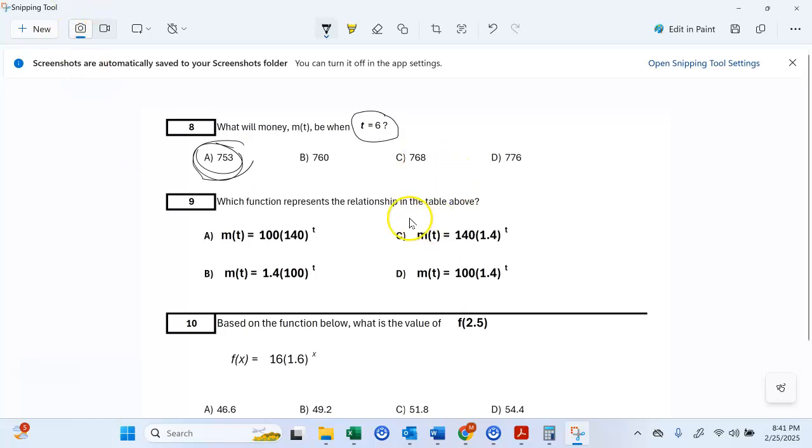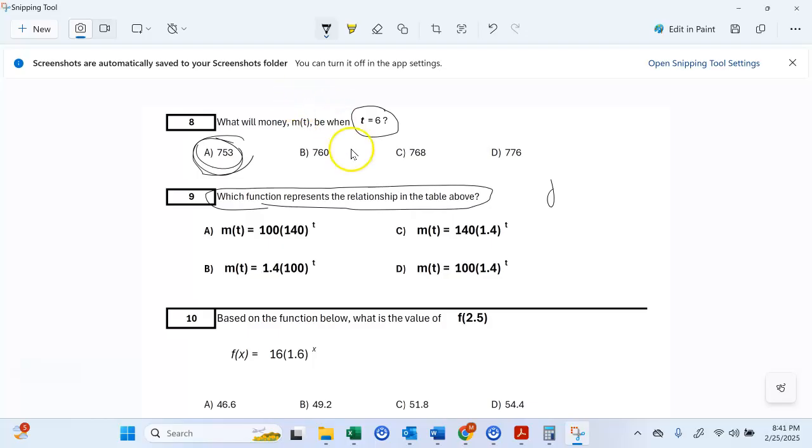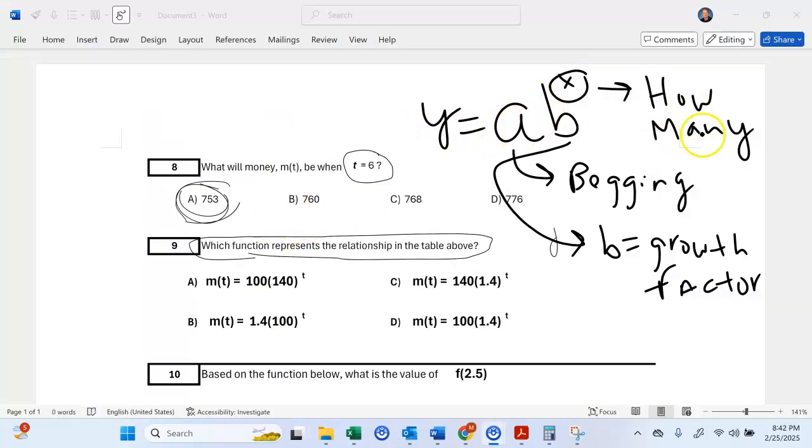Okay. So the next thing is which function represents a relationship above. Well, here's the thing. When you have a function, this is the form of the function. It's y equals, so y. Okay, so here's your general exponential function. It can be y equals a times b to the power of x. The first number here is always your beginning, where you start, okay? So the b is the growth factor, you know, how it increases, and x is how many times.